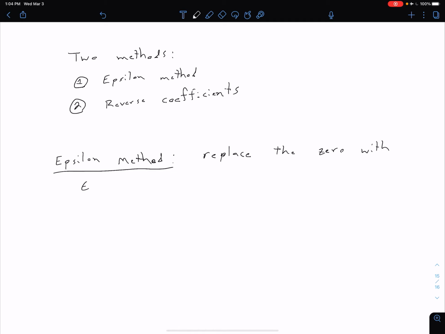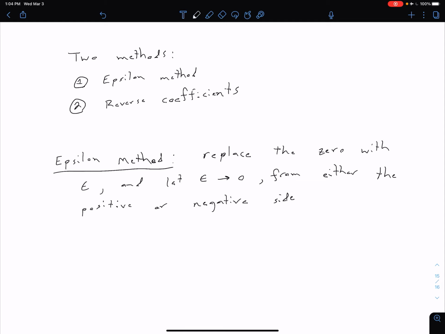So we're replacing that 0 with our Greek epsilon and letting epsilon go to 0. That can be going from either the positive side or the negative side. Basically we can be going to 0 plus, or we could be going to 0 minus. Again, I think it's going to be a lot clearer what our issues are and how we get around it if we look at an example.